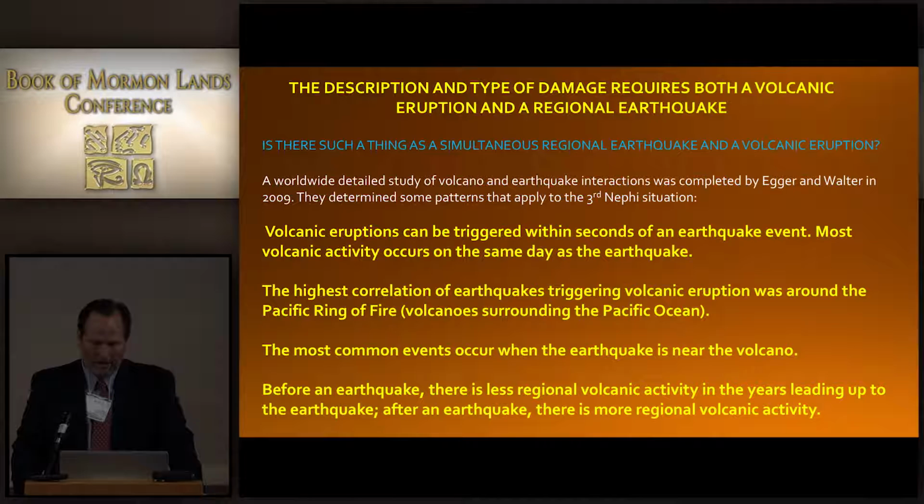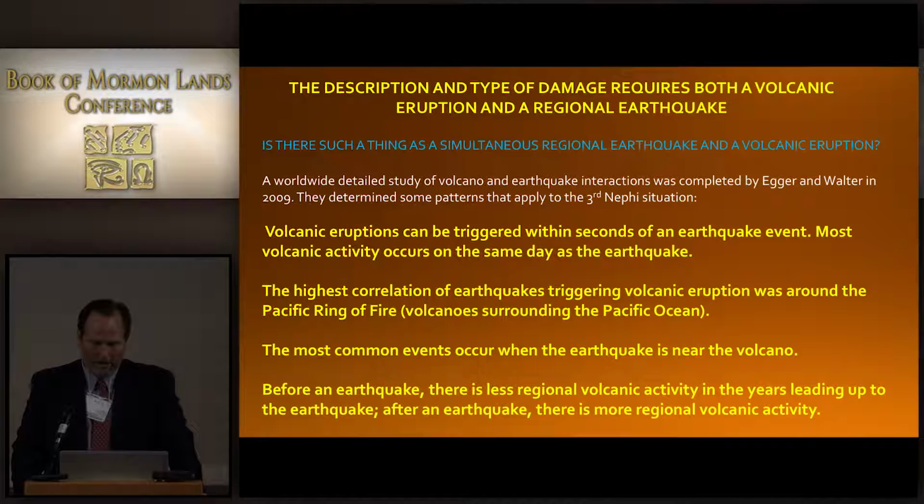The most common events occur when the earthquake is near the volcano, and before the earthquake, there's less regional volcanic activity in the years leading up to it. After an earthquake, there's more regional volcanic activity. In the book, I actually did look at that.